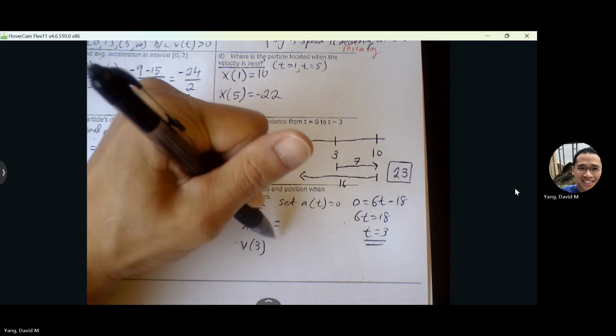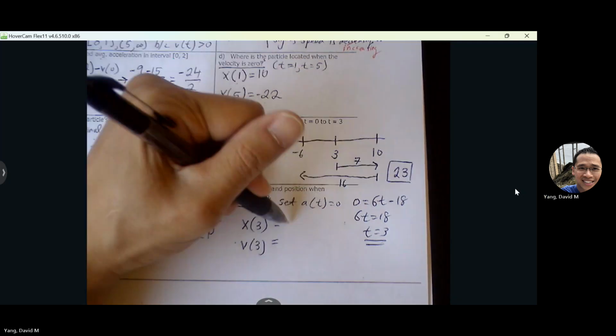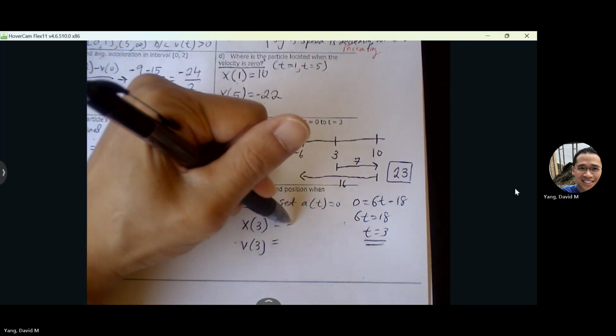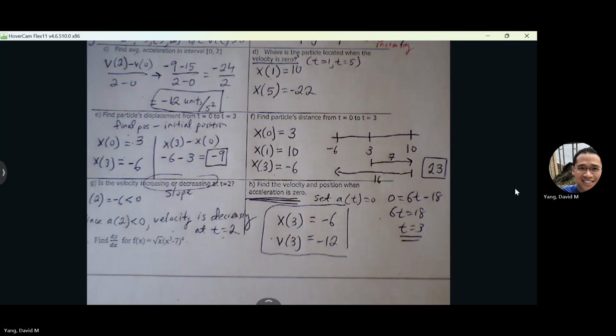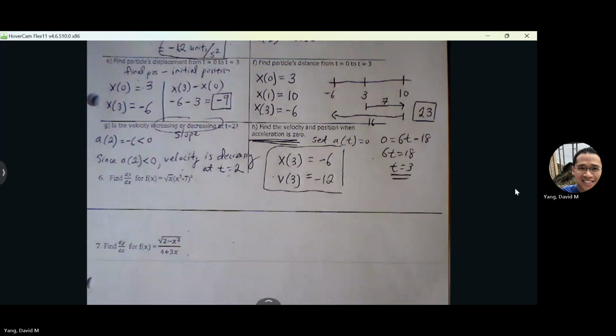And velocity separately. The test is tomorrow. Any questions?